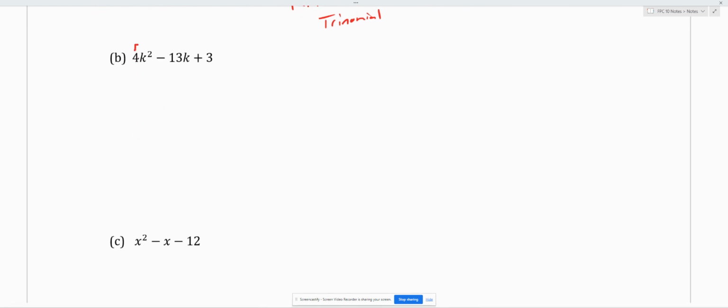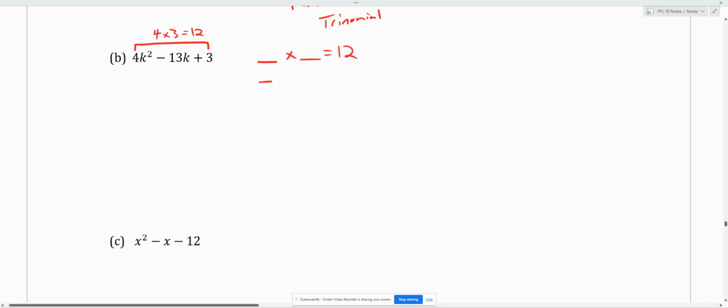It's a 4 this time. So now a times c, remember 4 times the 3 is going to give me 12. 4 times 3 equals 12. So the magic number process is the same now. We're going to find two numbers that multiply to give me positive 12 while simultaneously adding to give me the middle coefficient of negative 13. So let's draw our t-chart of our factors.